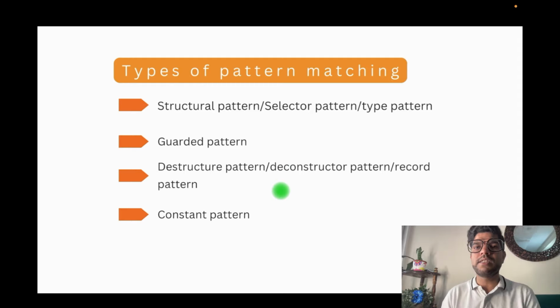Similarly, we have the deconstructor pattern matching or destructure pattern matching or record pattern matching. In this pattern matching, we can have record types which can be deconstructed or destructured into their values. Instead of getting the value from the reference type, we can just get the value out of the destructure or deconstructor pattern. Then we have the constant pattern, in which if we have a specific type, for example integer or string, we can specifically match the values against a specific value. For example, if we have to do something with the integer value 1, then we can match that. Similarly, for other values, we can match that. We are going to see all of those examples in this video. So stay tuned and let's get started.